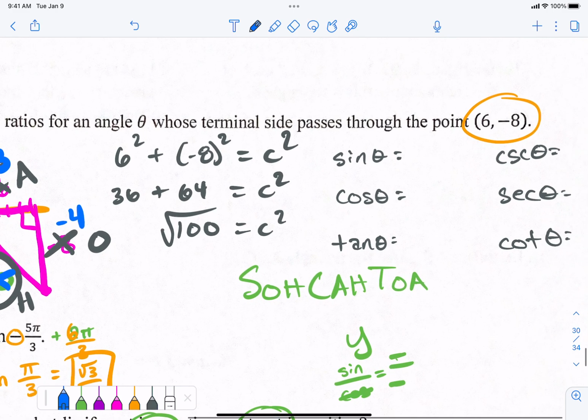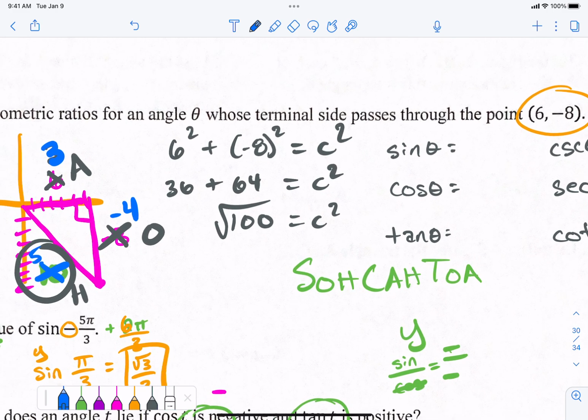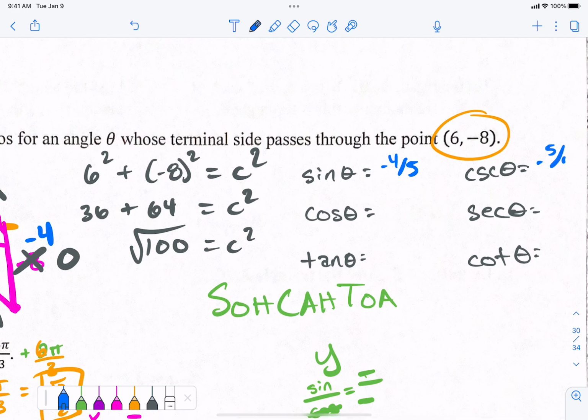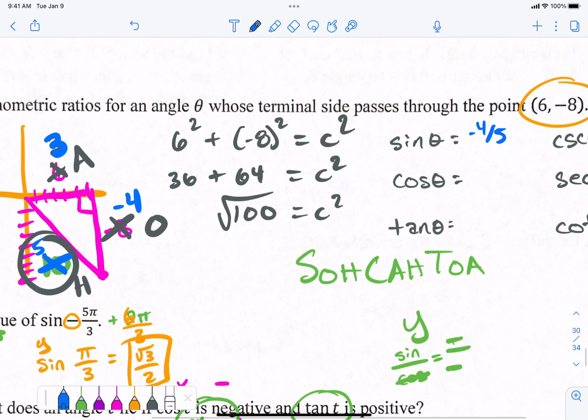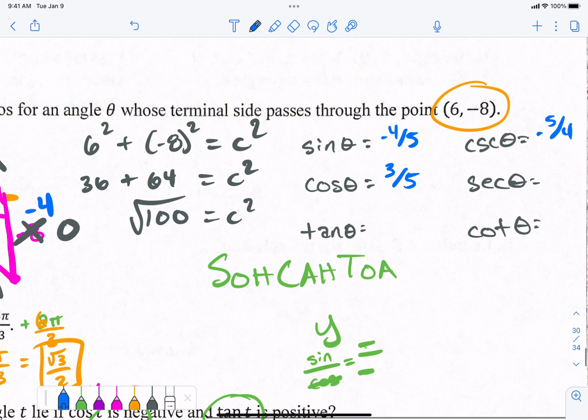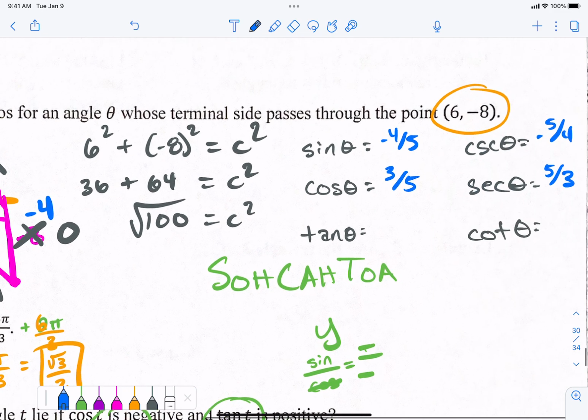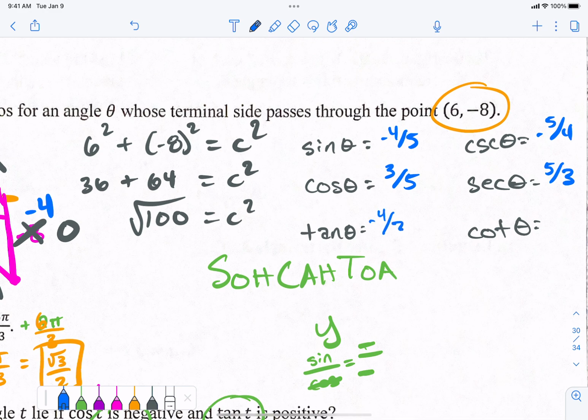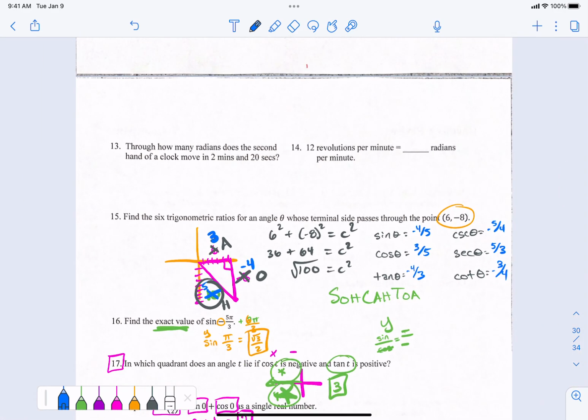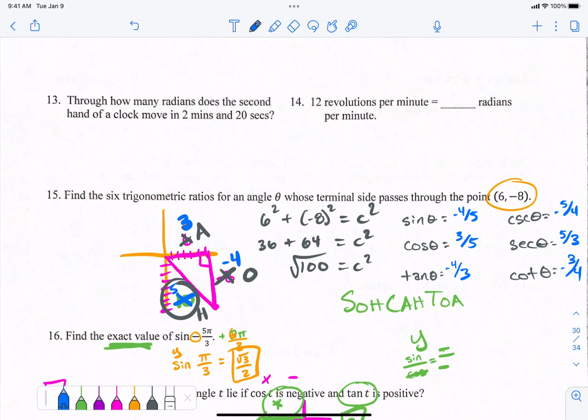Sine is opposite over hypotenuse: negative 4 over 5, which means cosecant is negative 5 over 4. Cosine is adjacent over hypotenuse: 3 over 5, and secant is 5 over 3. Tangent is opposite over adjacent: negative 4 over 3, and cotangent is negative 3 over 4. Got it? Good.